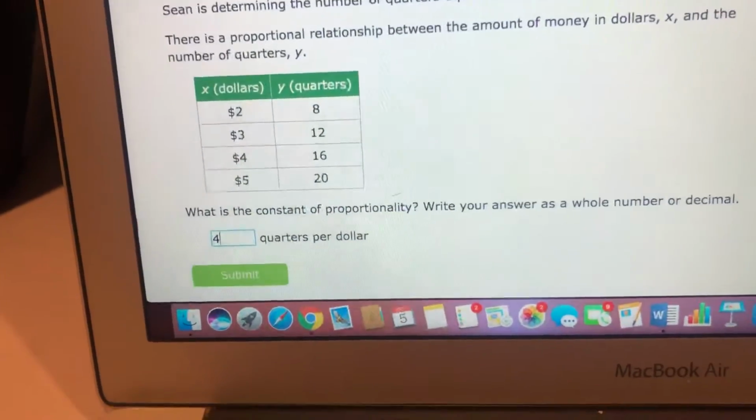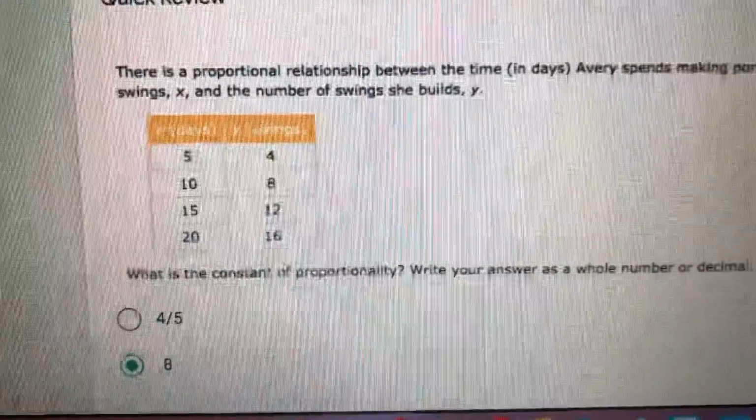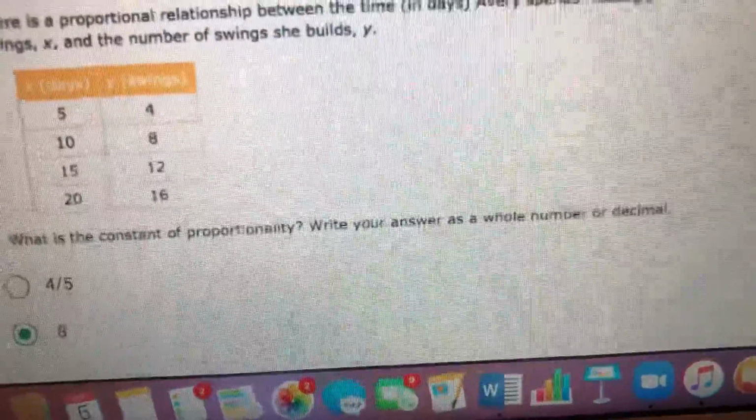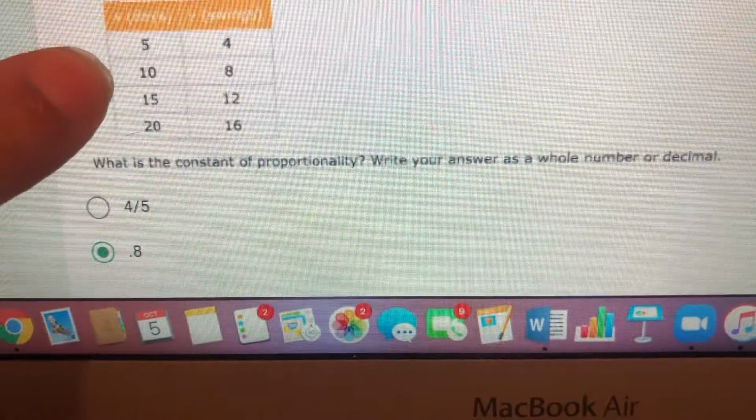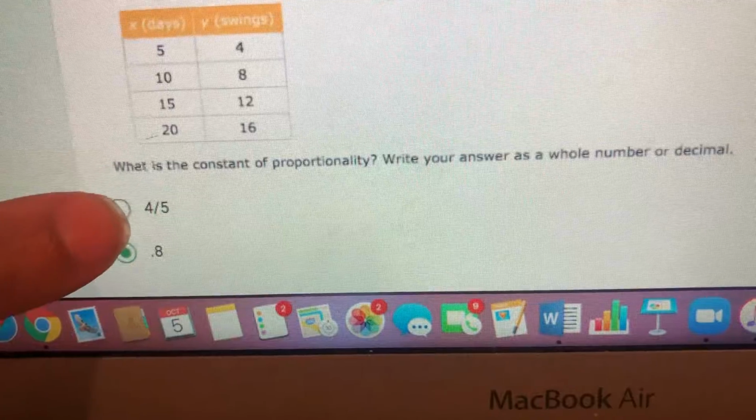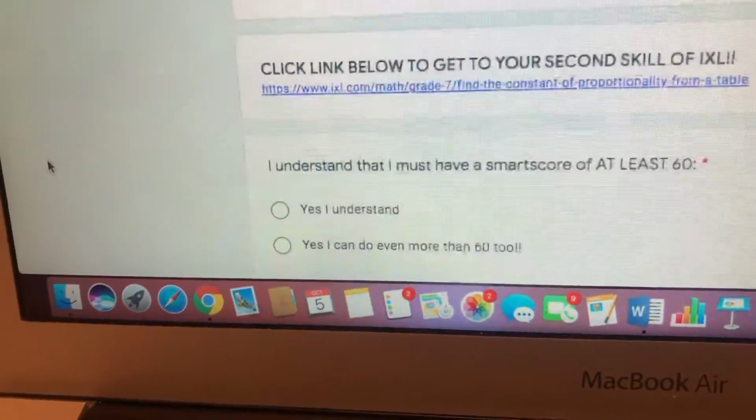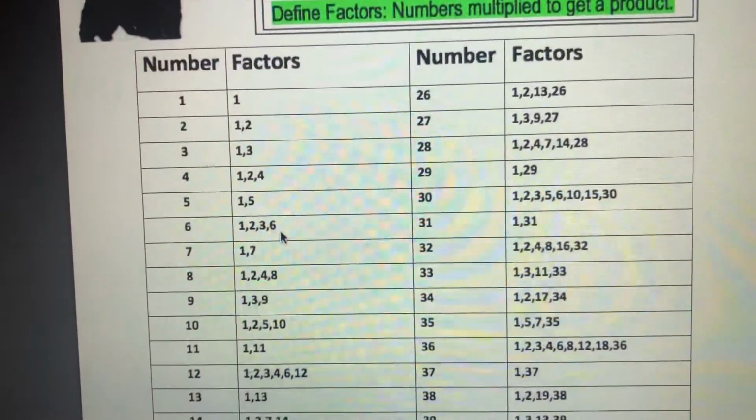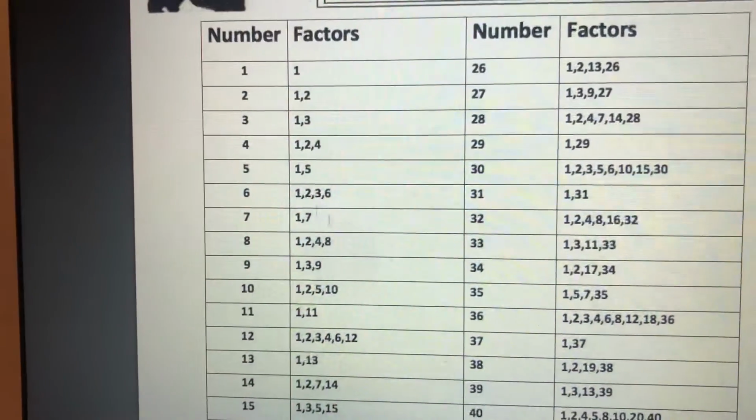I just want to quickly go over, if you have a fraction as your constant of proportionality, on IXL, they say to write your answer as a whole number or a decimal. But what you could do is also write it as a fraction, because we've been talking about simplifying fractions. So on the bottom here, I shared with you a factor sheet list. This sheet, if you click on the link, will show you all the factors of each number, so it's much easier for you to find the greatest common factor.